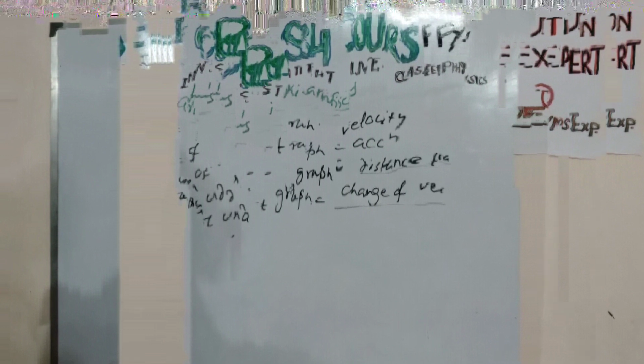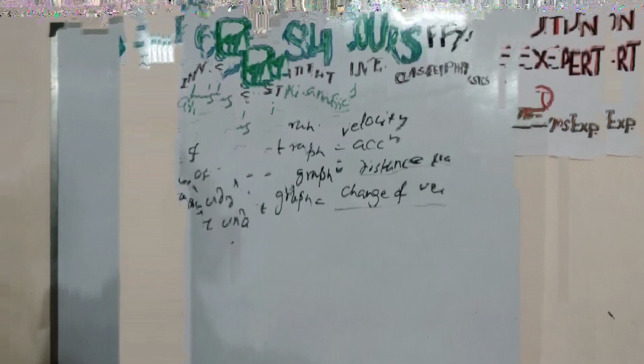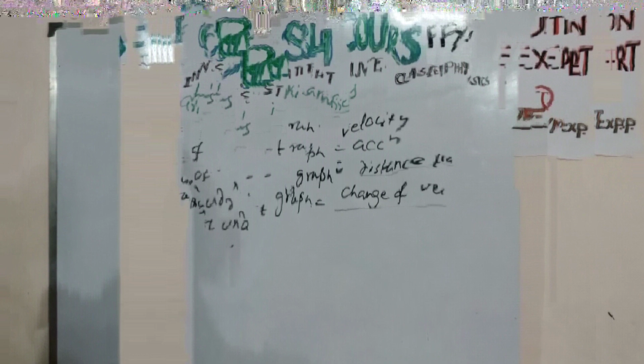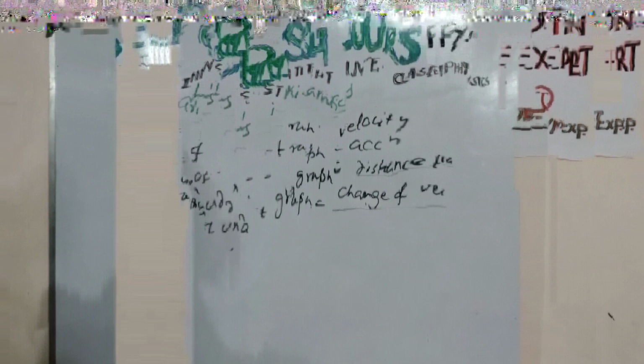This is the x-axis, the y-axis, and y equal to mx plus c. Here c is the intercept and m is the slope of this line. We have to draw the slope of the line, so first we have to draw the straight line.